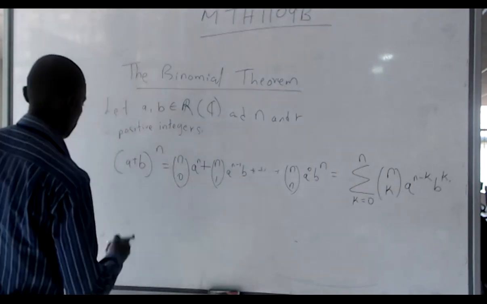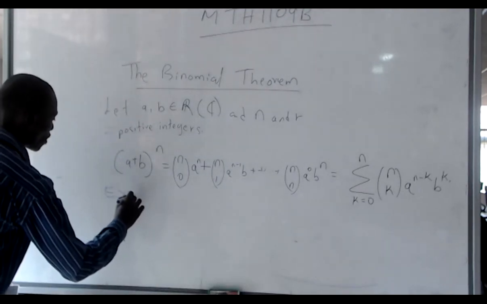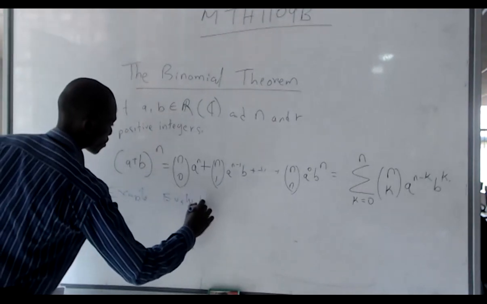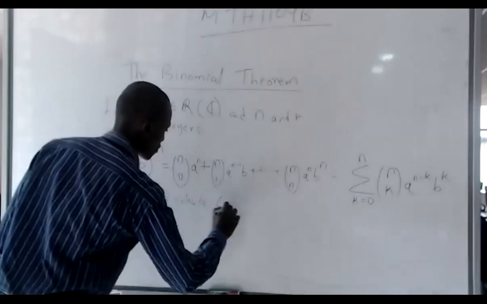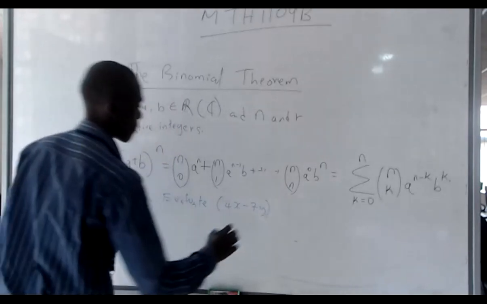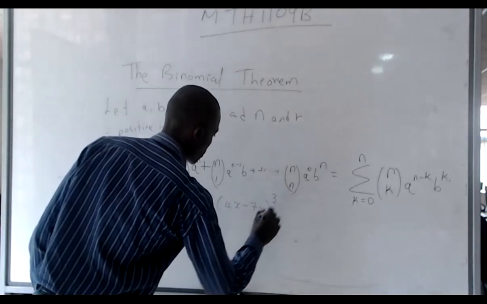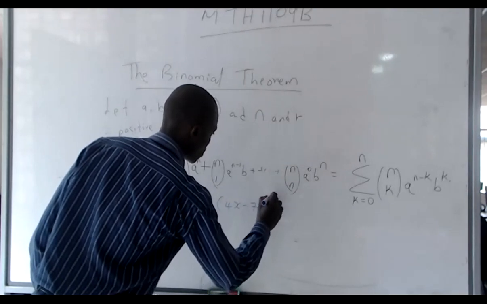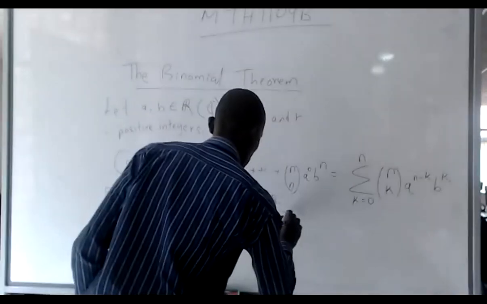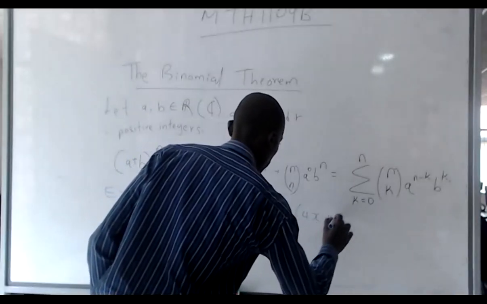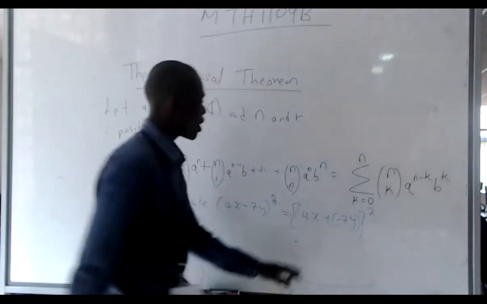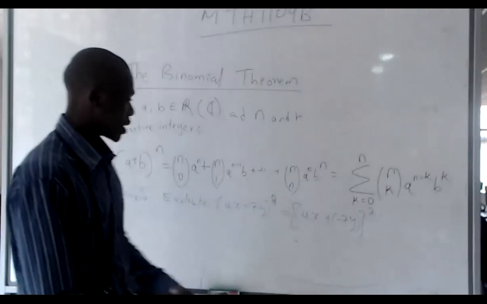Let's do an example. Evaluate 4x minus 7y to the power 2, or 3, even power 2. Let's take power 2. 4x minus 7y squared. So remember, this is the same as 4x plus negative 7y squared. So I have 2 terms. First term is 4x. Second term is a minus 7y.